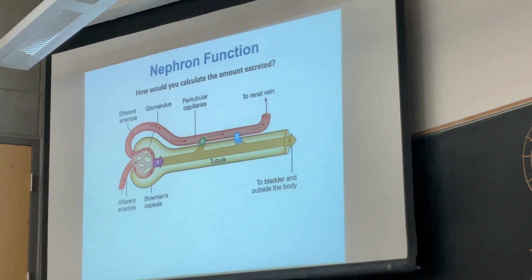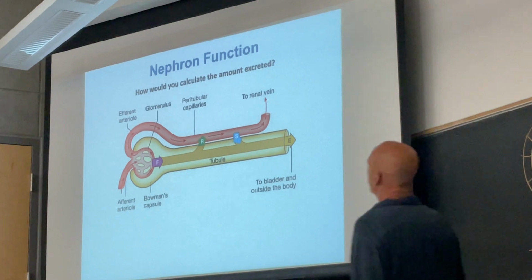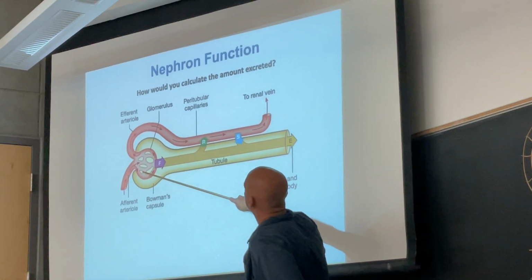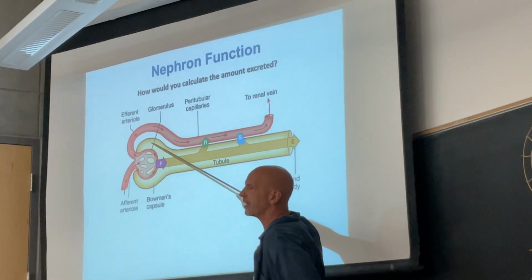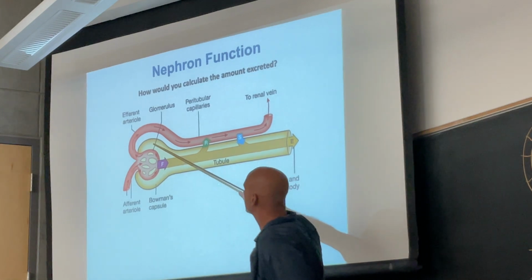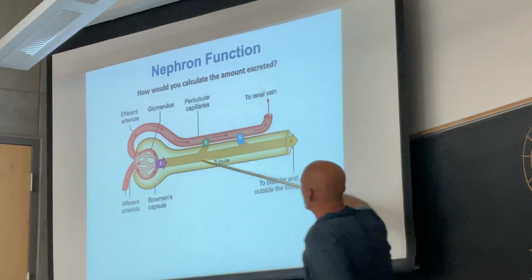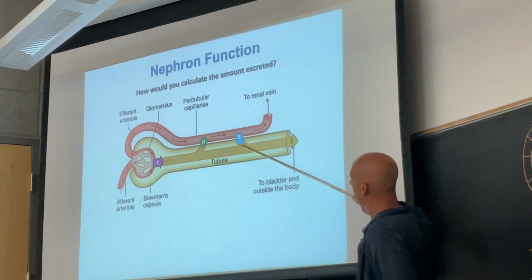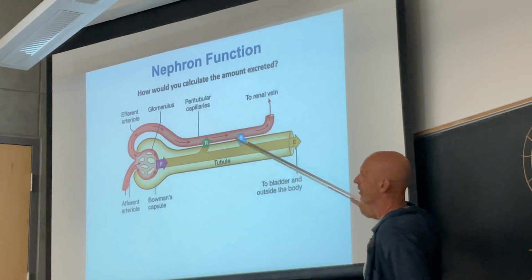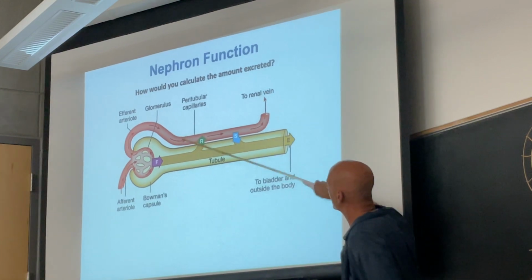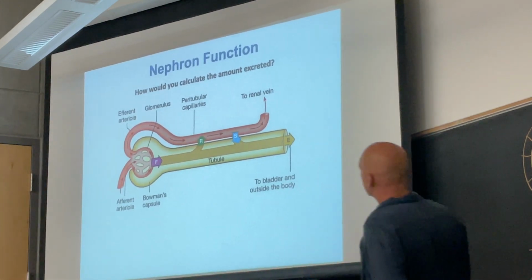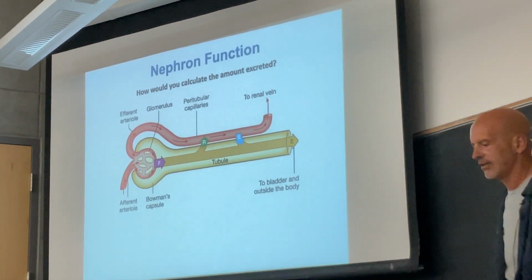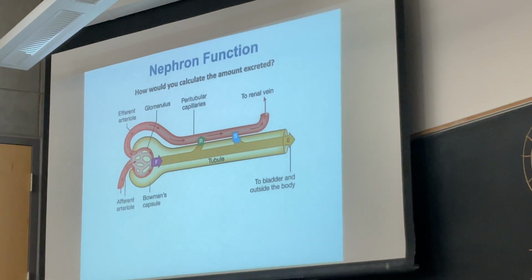So we have a process here. Things are being filtered. A whole bunch of stuff is being dumped out. And then a whole bunch of stuff, as it moves through the tubule, is being reabsorbed. And there's some stuff secreted over here. So there's going to be a certain volume out here. So how would you calculate the amount excreted? What would be your numbers? Think about that for a second.